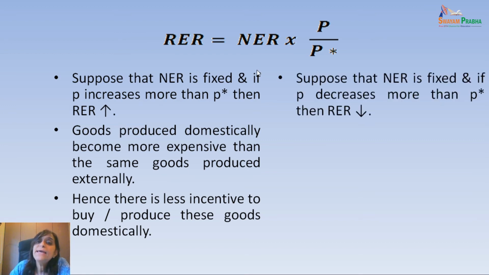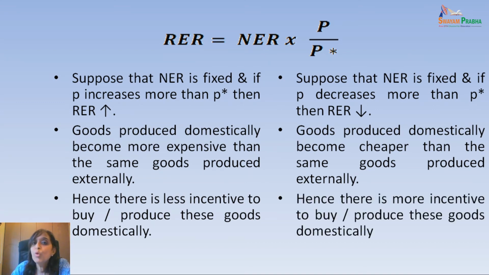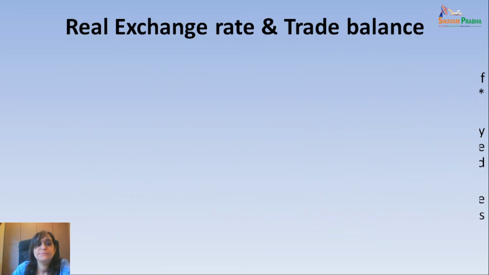Similarly, let us assume that instead of domestic prices increasing, domestic prices decrease. If there is a decrease in the domestic price level, the real exchange rate will fall and a reverse reaction will take place. Goods in the domestic market will become cheaper. This would mean more exports, and hence your trade balance will improve, or you will have a trade surplus.